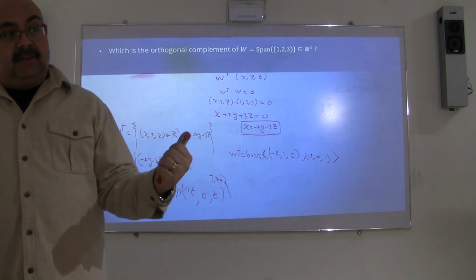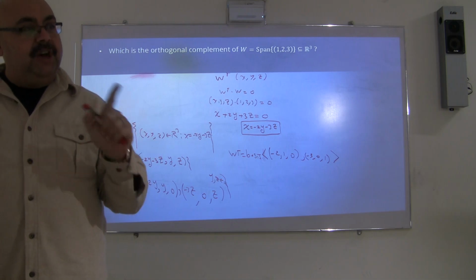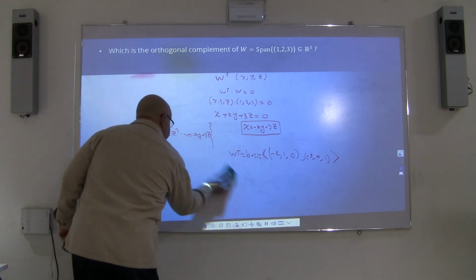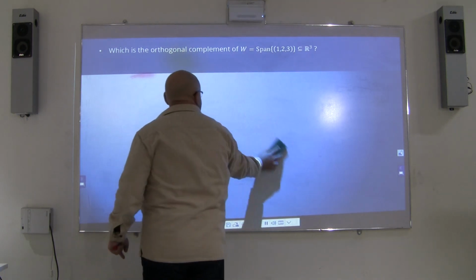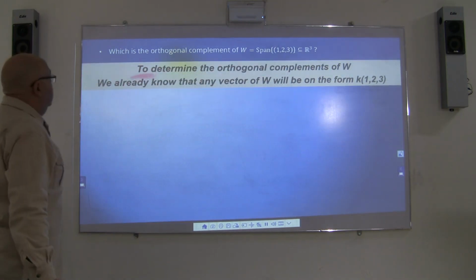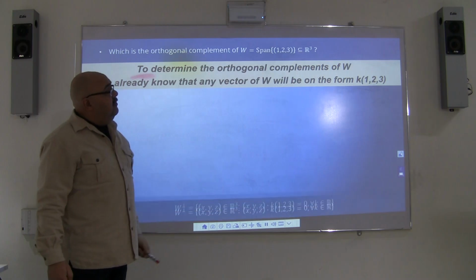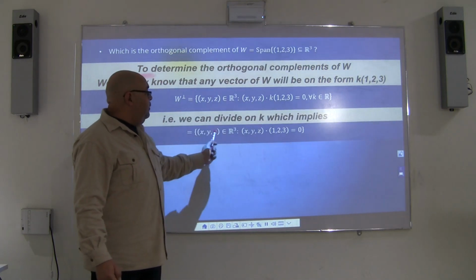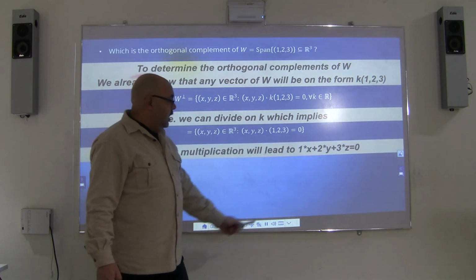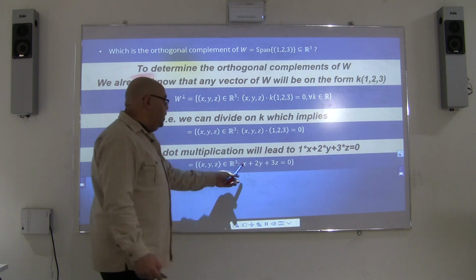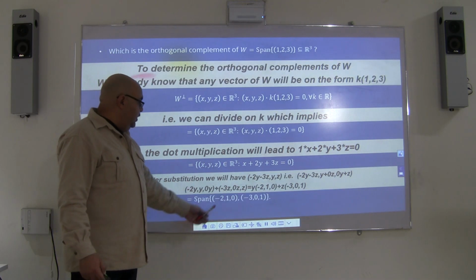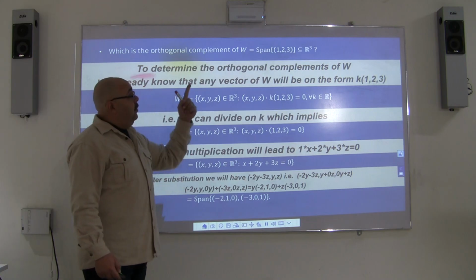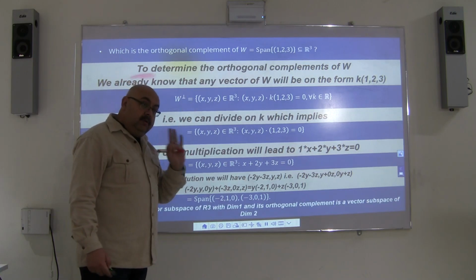Do you like this basis to be orthogonal? You can do it using the Gram-Schmidt process, if you like. So once more, to determine the orthogonal complement of W, we already know that the vector is K times 1, 2, 3. It's the shape of any vector in W. Multiplied by X, Y, Z, the result will equal 0, which means X plus 2Y plus 3Z equals 0. Now I can use this relation to separate them and get these two vectors, which span the orthogonal complement. The number of vectors here is 2, the number of vectors over there is 1, and the sum of them is equal to 3.